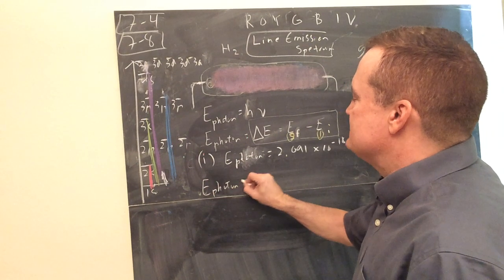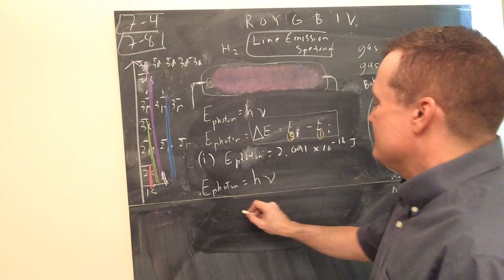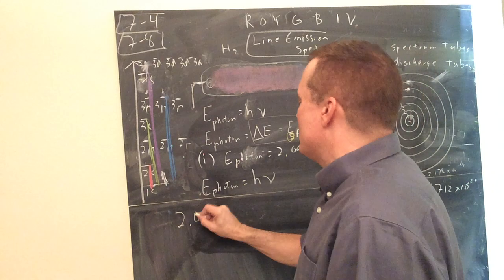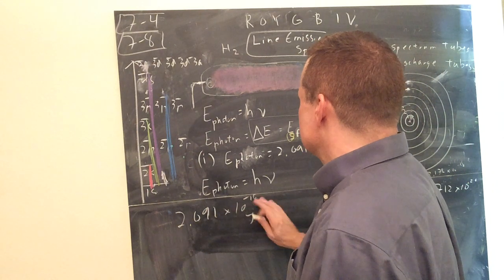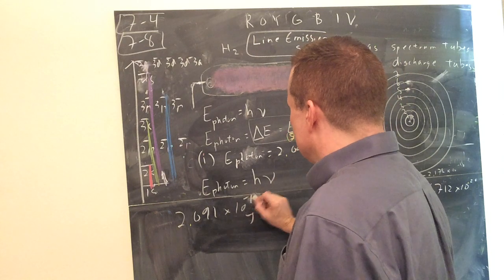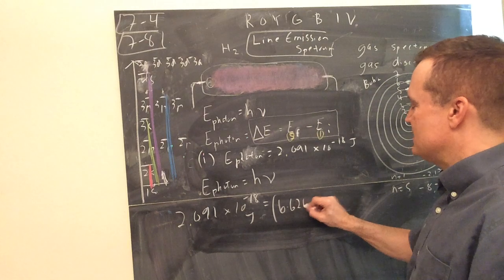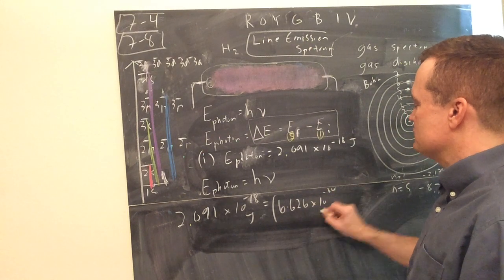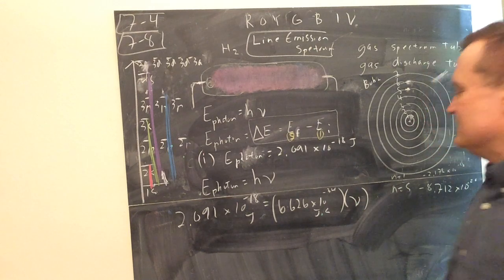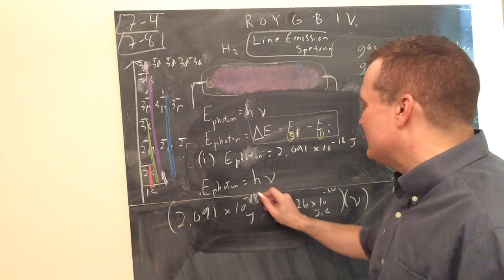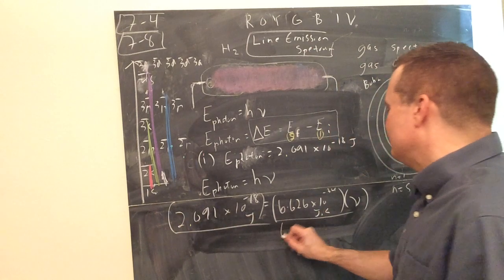Energy of a photon is equal to h times frequency. So 2.091 times 10 to the negative 18 joules, oh, what a mess, is equal to, remember Planck's constant, 6.626 times 10 to the negative 34 joule seconds, times the frequency, that would look like a v. All right, it's the same problem we just did in the last lessons, the easy math. So now just divide both sides by that.